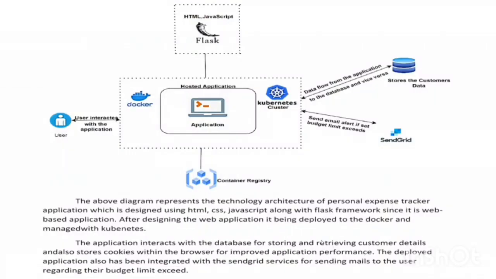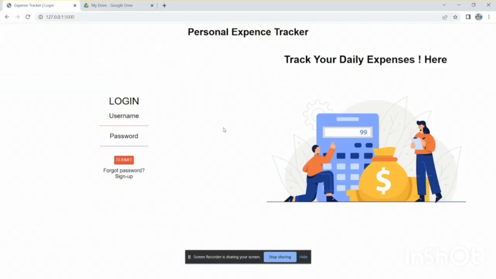The above diagram represents the technology architecture of the personal expense tracker application, which is designed using HTML, CSS, JavaScript along with the Flask framework, since it is a web-based application. After designing the web application, it is deployed to Docker and managed with Kubernetes. The application interacts with the database for storing and retrieving customer details and also stores cookies within the browser for improved application performance. The application is also integrated with SendGrid services for sending mails to the user regarding their budget limit.